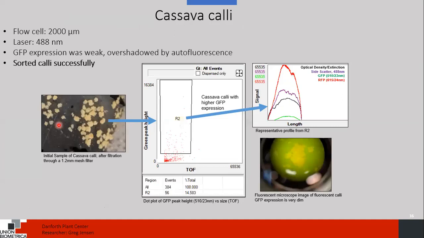Got a couple other examples. One is calli from Cassava. And these are cells, protoplasts that are growing in culture, and they form these cell clusters. We asked the researcher to pass these through a filter to generate a size that was smaller than the 2 micron wide flow cell. And then we ran these. They were expressing GFP at a low level. As you can see here, some had higher levels of expression, some had very low levels of expression.